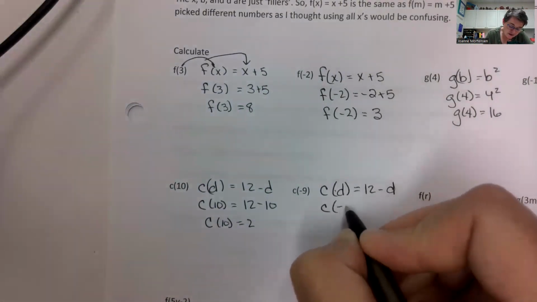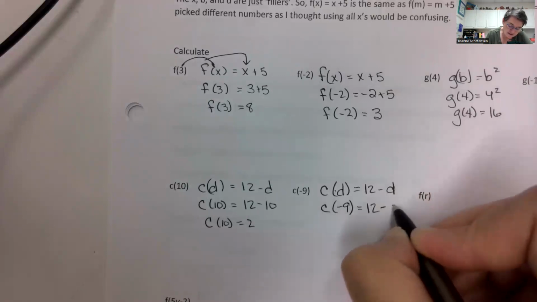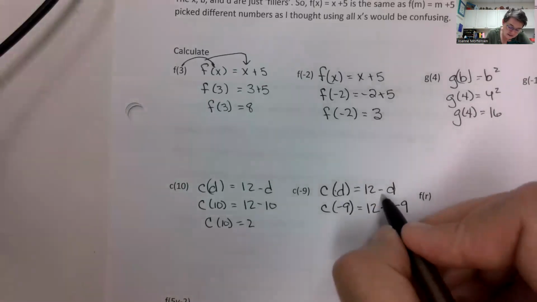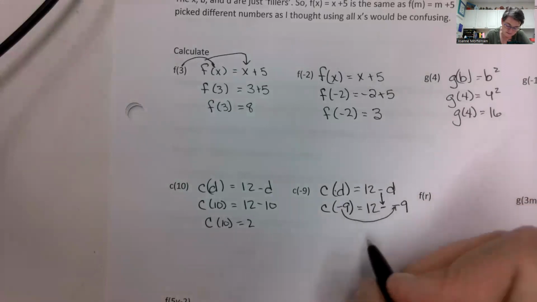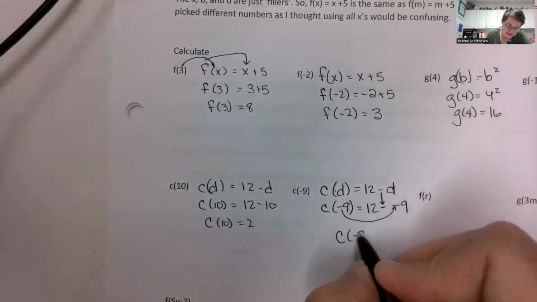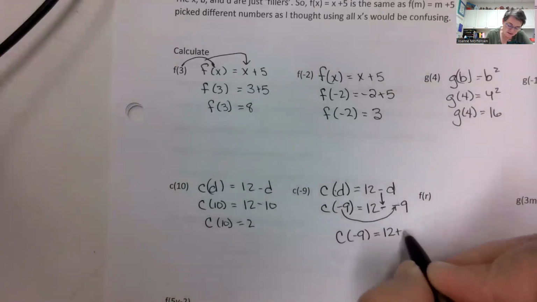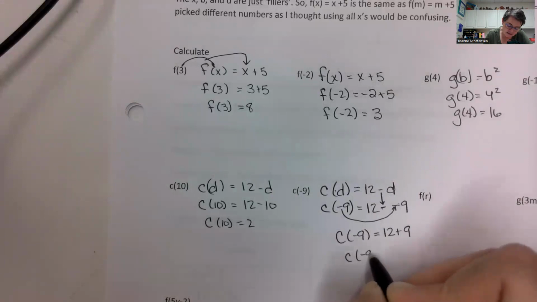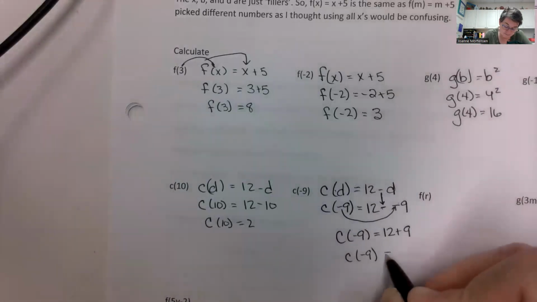Oh, gotta be careful. It's a negative. So 12 minus 9. So there's this one and this one. So C at minus 9 is equal to 12. Now a negative, another negative, make positive. C at minus 9 would be 21.